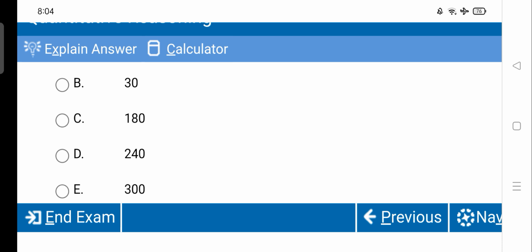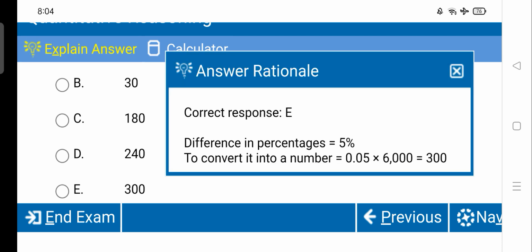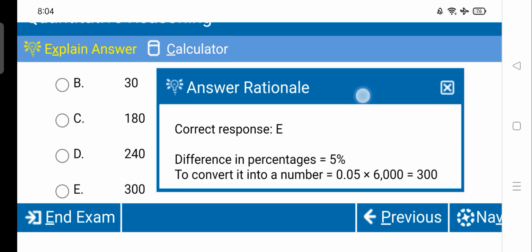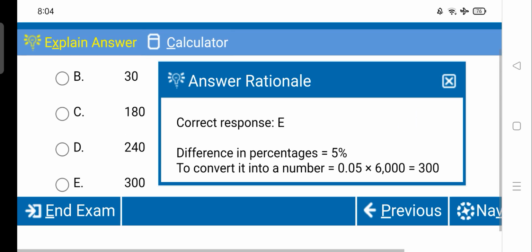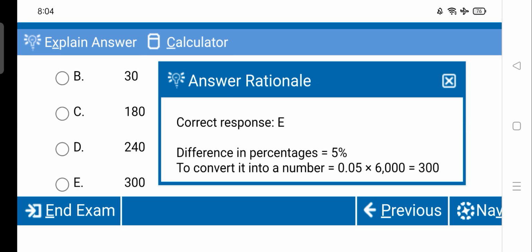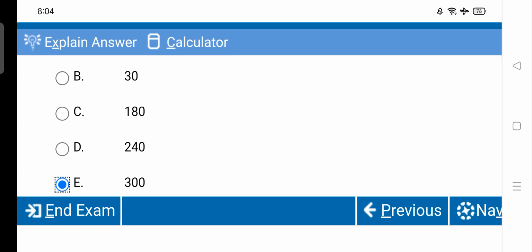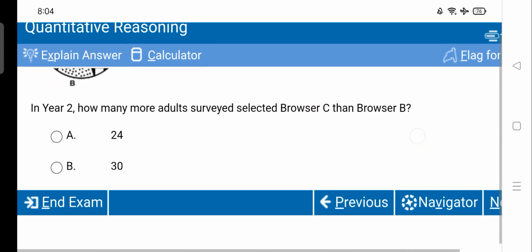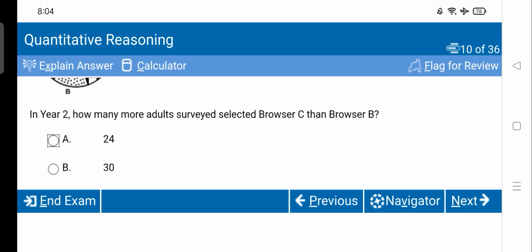So we have these options, so let's see which one is the correct option. So here the correct option is option E. Difference in percentages equals 5%. To convert it into a number, 0.05 multiplied by 6000 equals 300. So option E is the correct option. 300 is the number of more adults surveyed who selected browser C than browser B.